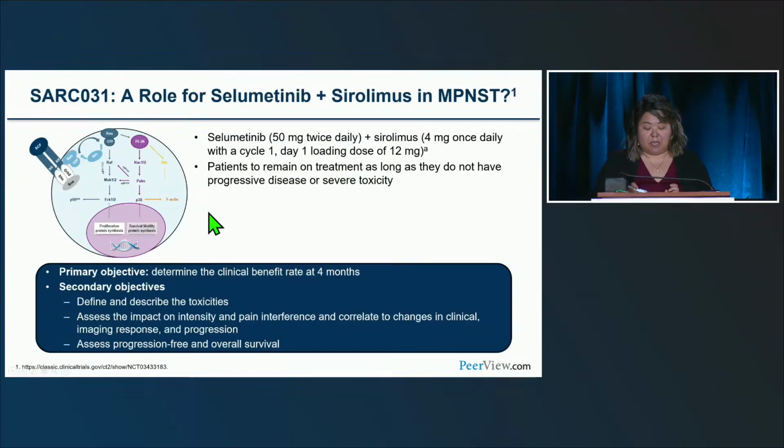Secondarily, there's been another sarcoma trial, SARC-031, which has looked at the role of selumetinib along with sirolimus, an mTOR inhibitor, in MPNSTs. The results of this are still forthcoming, but it is very eagerly awaited. They were looking to see if there was any clinical benefit rate at 4 months, also looking at toxicities, as well as the impact on intensity and pain, and then, of course, looking at progression-free survival and overall survival.